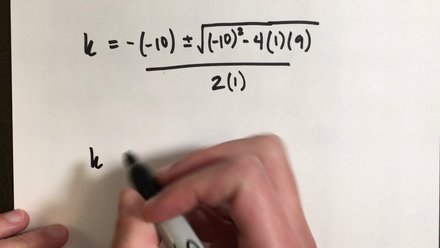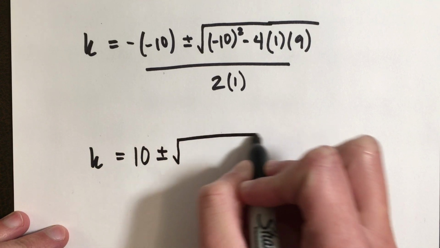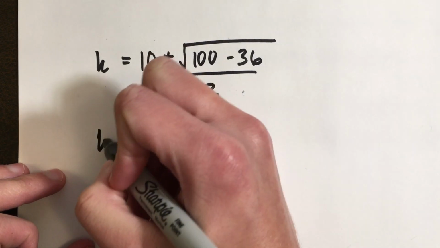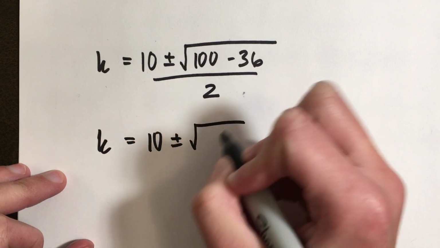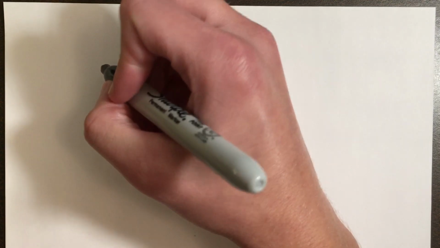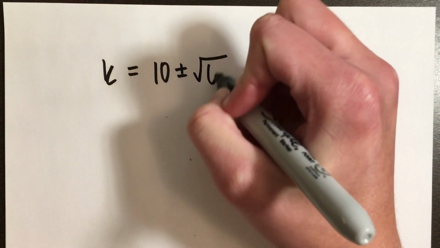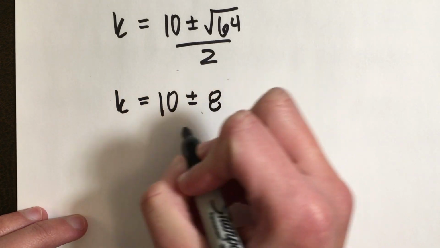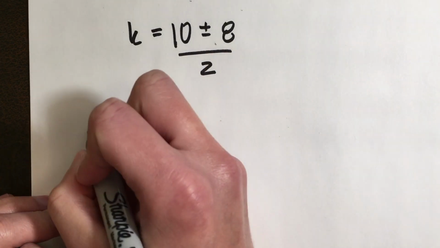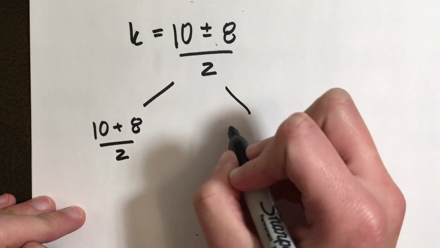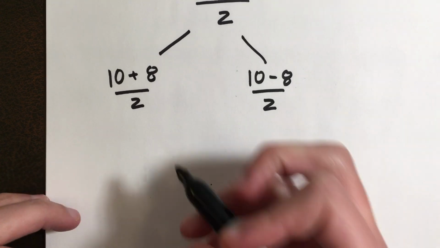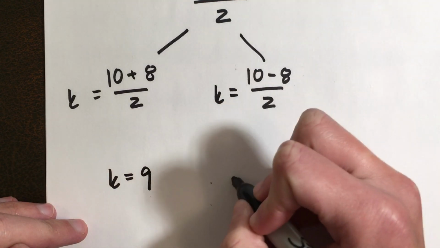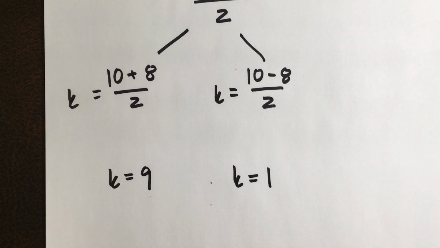If I simplify that, I get k equals 10 plus or minus the square root of 100 minus 36, over 2. That breaks down to k equals 10 plus or minus the square root of 64, divided by 2. Now we can solve for k. The square root of 64 is just 8. So we have 10 plus 8 over 2, and we also have 10 minus 8 over 2. That means k equals 9 and k equals 1. So this is the answer to A.